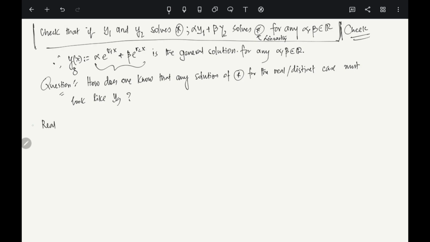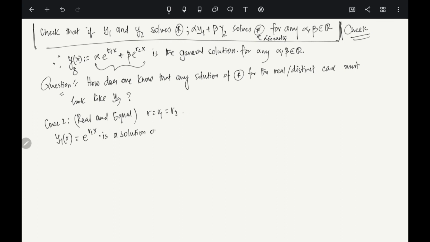Let's look at the second case, case 2. What is the second case? Case 2 is the real and equal case, so basically we are looking for r1 equals r2. In this case, of course, you have one solution y1(x) given by e^(r1 x). But you can't get another solution y2(x) this way, because it will be basically the same as y1(x).